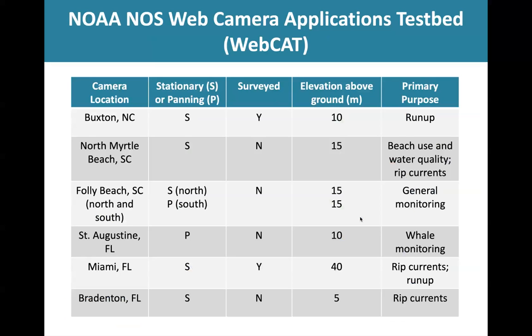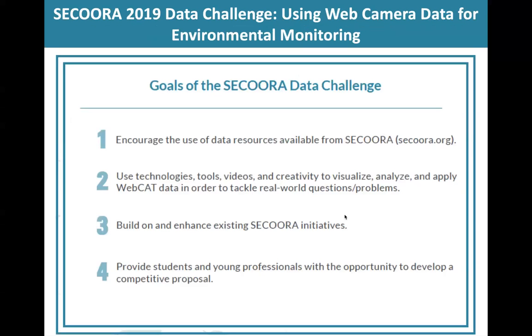This is the list of the WebCAT cameras that are supported through the project. It will tell you if they are stationary or panning. Site surveys and additional calibrations were performed for 2 locations, Buxton, North Carolina, and Miami, Florida. This aids in converting image coordinates to real-world coordinates. Standard practice for converting to real-world coordinates includes calibrations that account for lens distortion and other calibrations which account for camera position and angles. Then we have the elevation and the primary purpose for each camera that was identified by the scientists in the WebCAT team.